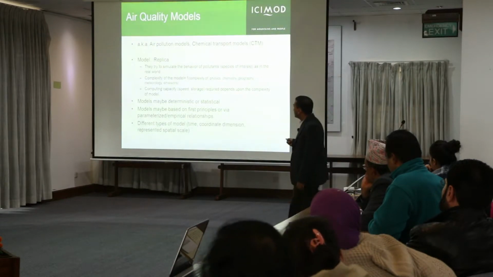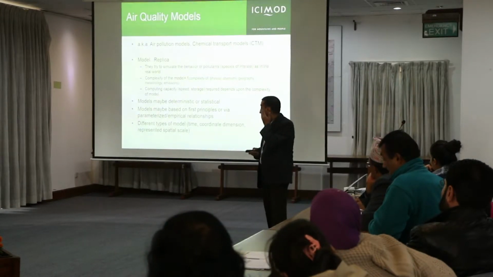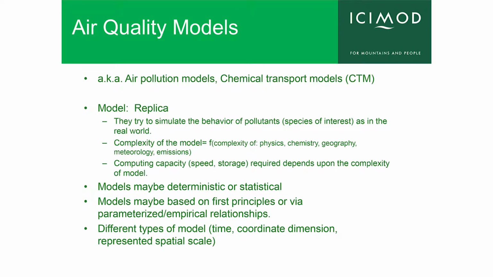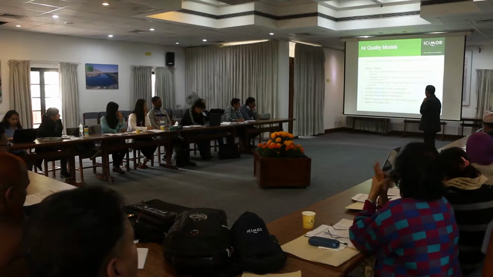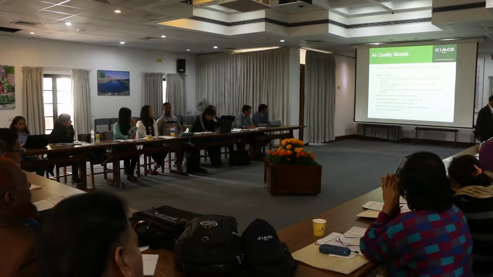Without going too detailed into the physics or the math, models can be deterministic, meaning based on first principles, like gravity or the first law of thermodynamics, or statistical: what happened last year, what's going to happen this year, or what happened yesterday, today. So statistical is a lot different from deterministic. These are relatively simple models where you don't really need 300 cores, or 300 computers tied together. And then there are different types of models, which are defined in terms of time, coordinate dimension, and the scale, which I'll talk about next.